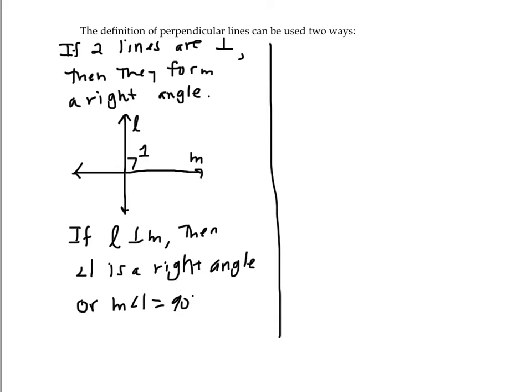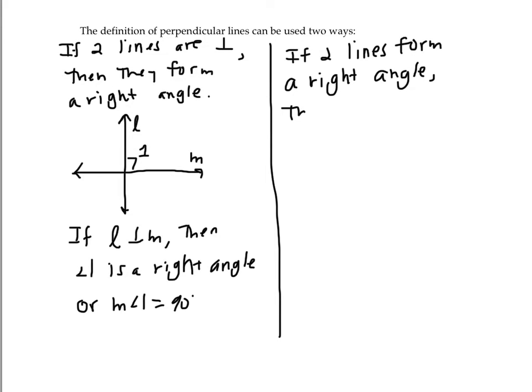If we take the converse of that statement, meaning we're going to switch the if and the then, switch the hypothesis and conclusion, you can say if two lines form a right angle, then the lines are perpendicular.